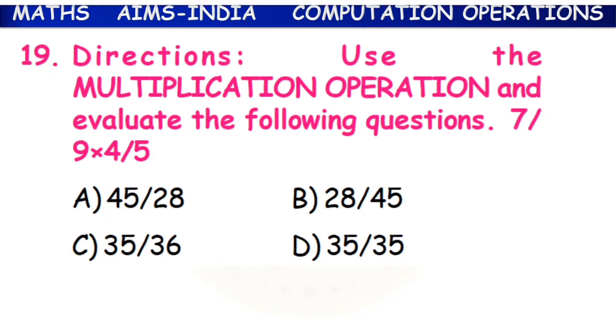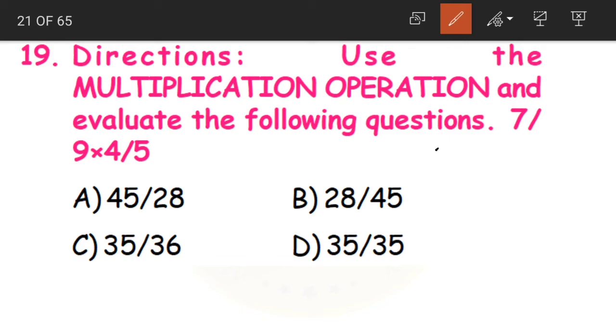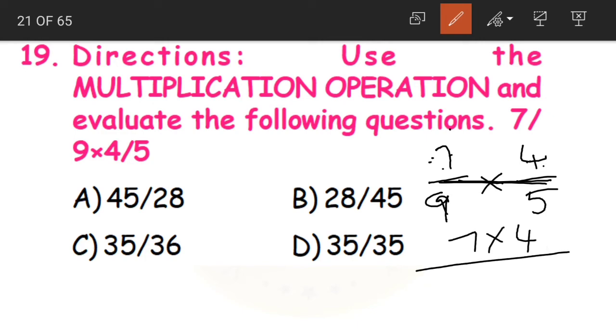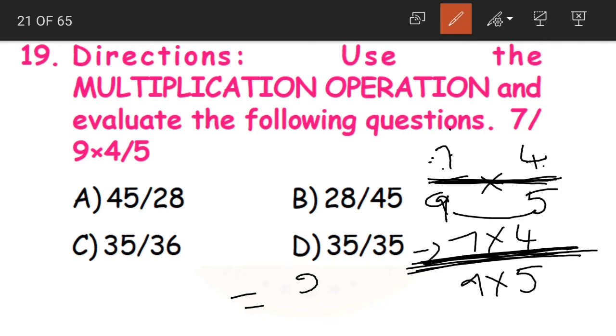Sorry, question number 19. Again, use multiplication to evaluate 7 by 9 into 4 by 5. Now these 7 by 9 and 4 by 5 are fractions, children. We have not covered this topic yet, but I'll simply tell you how to multiply them. Multiply the numbers on top, 7 into 4, and then write the divided by symbol. This is called divided by or by. Then multiply the numbers below, 9 into 5. 7 4s are 28 by 9 5s are 45. What is our answer? Option B, 28 by 45.